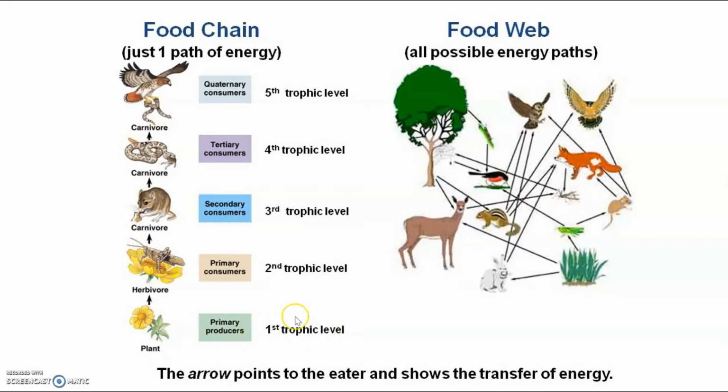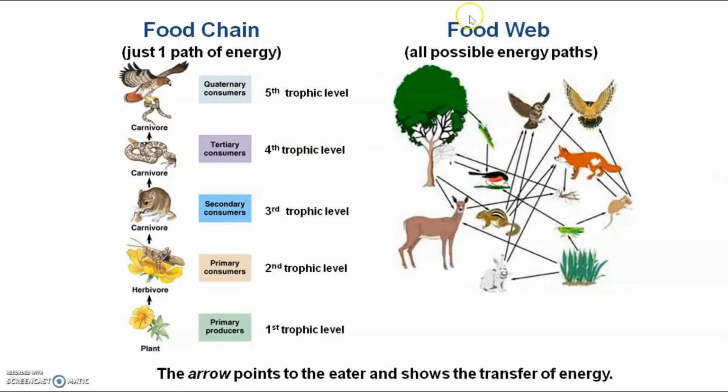And again, we refer to these as different trophic levels, right? So we have the primary producers, then the primary consumers at the second trophic level, secondary consumers at the third trophic level, tertiary consumers at the fourth trophic level, and so forth. And those arrows down here pointing from one animal to the other show the flow of energy, right? The transfer of energy. So this is the transfer of energy from the plant to the herbivore. And it shows that the plant gets eaten by the herbivore. The grasshopper gets eaten by the mouse, and so forth.